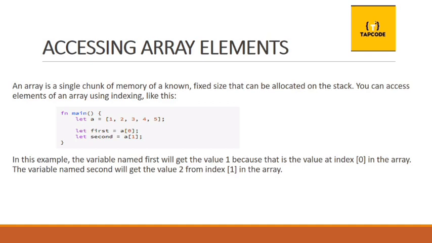You know how we count in programming. Our first number is not always 1, it's always 0. So let first be a at 0, and let second be a at 1. So in this example, the variable named first will get the value 1, because that is the value at index 0 in the array. The variable named second will get the value 2 from index 1 in the array.